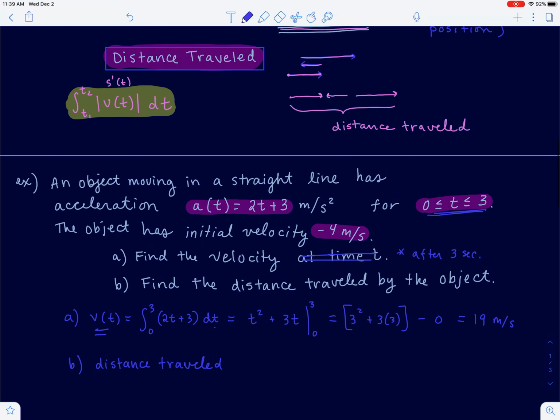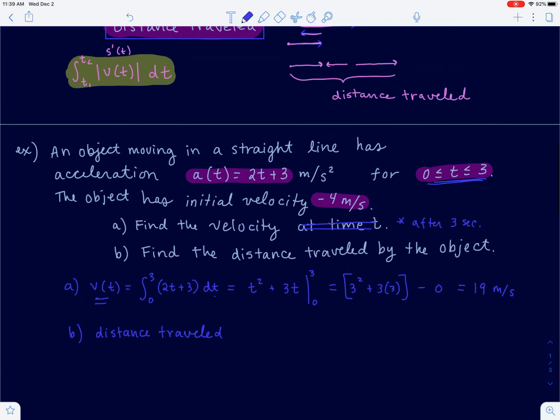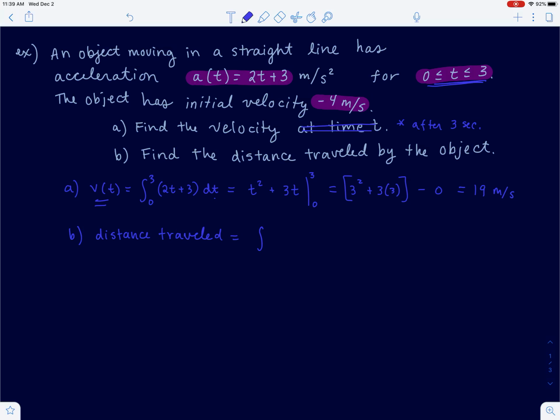Our formula is up here, but it's really just going to be the same as before, but with the absolute value. So our distance traveled is equal to the integral from 0 to 3 of the absolute value of 2t plus 3 dt. And we've done a couple of examples of integrals involving absolute value, and we have to look for the vertex. The vertex is where our absolute value equation changes direction.